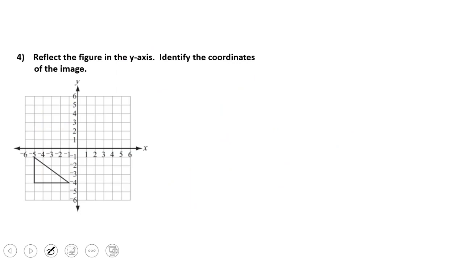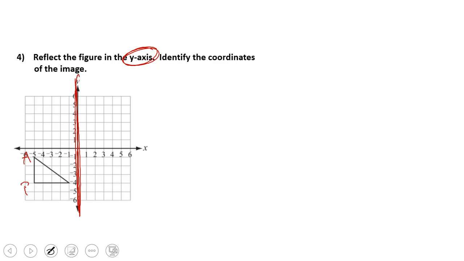Welcome to example 4. We're going to again reflect the same figure. We're going to reflect it in the y-axis, and we're going to write down the new image coordinates. So we're going again this time in the y-axis. So what do I always tell you I'm doing? I highlight my line of reflection, and my new image better be on the opposite side of that line.